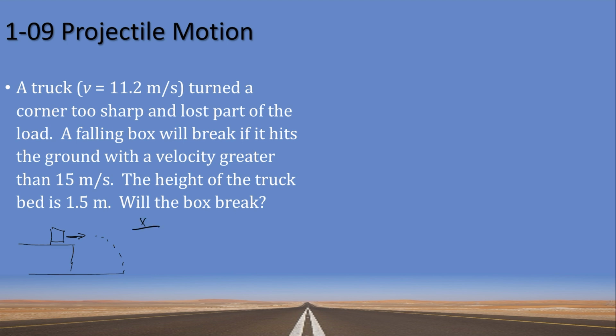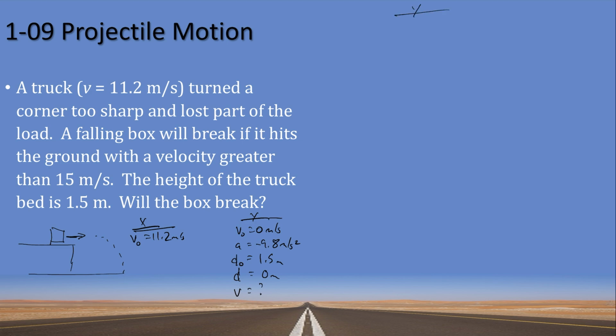So in the x, our initial velocity is 11.2. In the y, the initial velocity is 0 because the initial motion is just sideways. We know the acceleration in the y is negative 9.8 meters per second squared. We know the initial height in the y is 1.5 meters, so the final height in the y is 0 meters. And we want to compare it to a velocity, so I need to find the velocity.